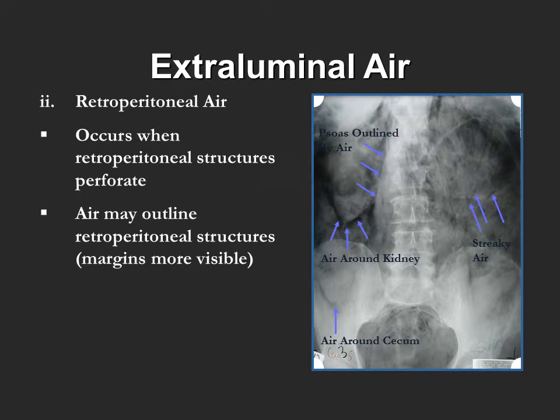Extraluminal air can also be from a retroperitoneal source. If the abdominal structure that perforates is retroperitoneal, this will result in free retroperitoneal air. When this occurs, retroperitoneal structures may appear outlined by air, and streaks of air may be observed. Please note the appearance of air outlining the psoas muscles, the kidneys, and the cecum in the plain film shown.